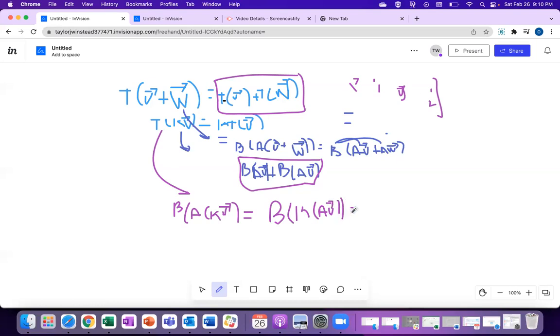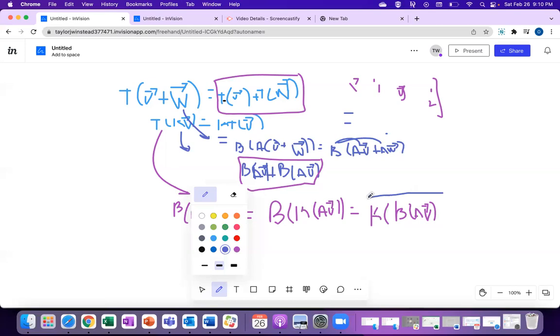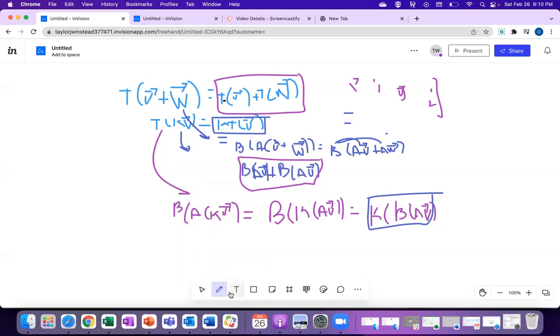And then from there, we can go a step further because we can move K out one more time and change it to K of B times A times vector V. Right? Now, this should look very familiar because, again, it's the same form right here as this K times T of vector V. So this proves right here that compositions of matrices are linear, right?